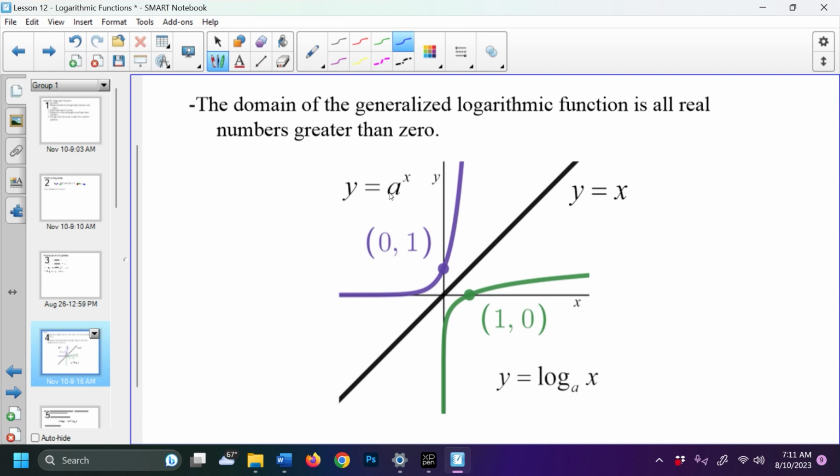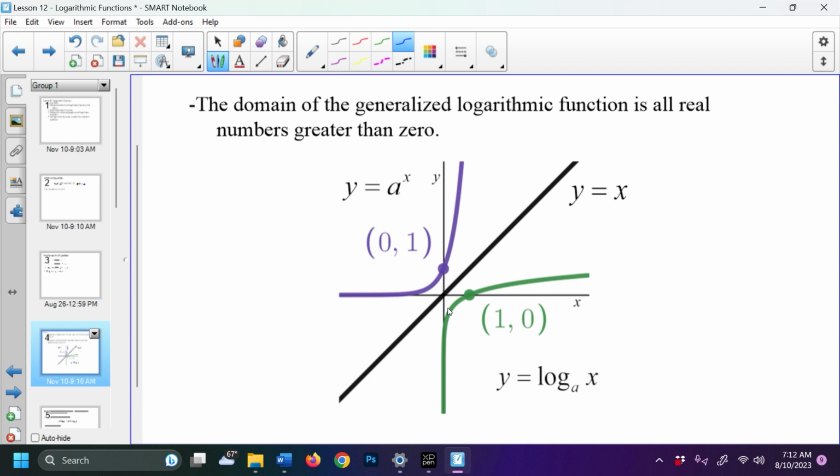We also know that in a generalized exponential function, the domain is all real numbers, and the range is just values of y that are greater than 0. In a logarithmic function, the domain and the range have been switched. The domain of a logarithmic equation is just values of x that are greater than 0, and the range of a logarithmic function is all real numbers.